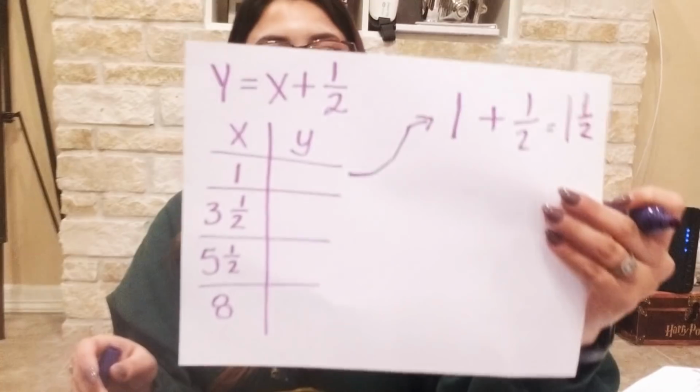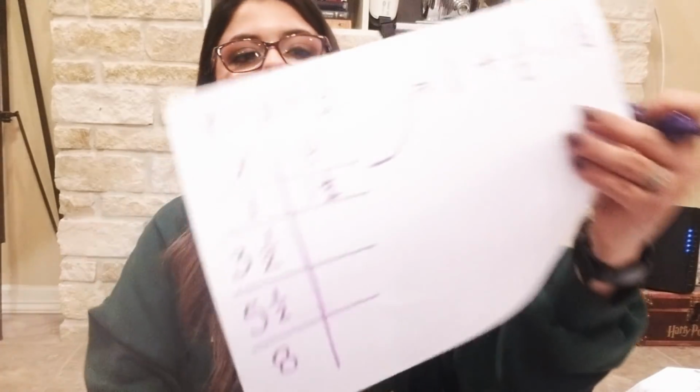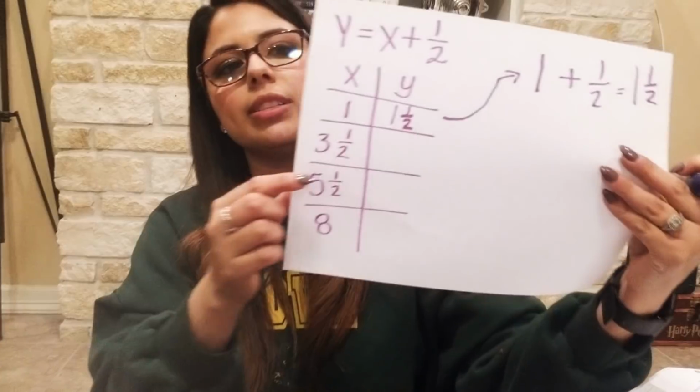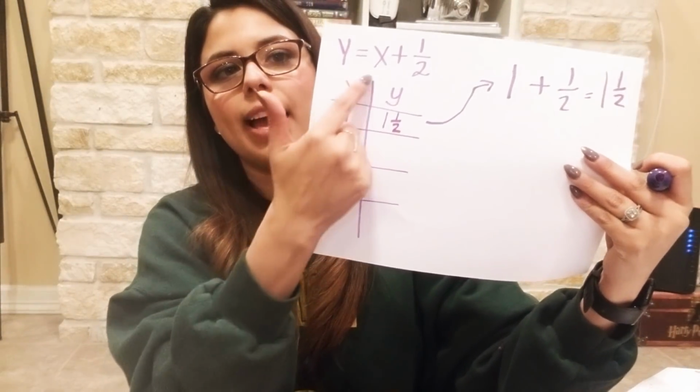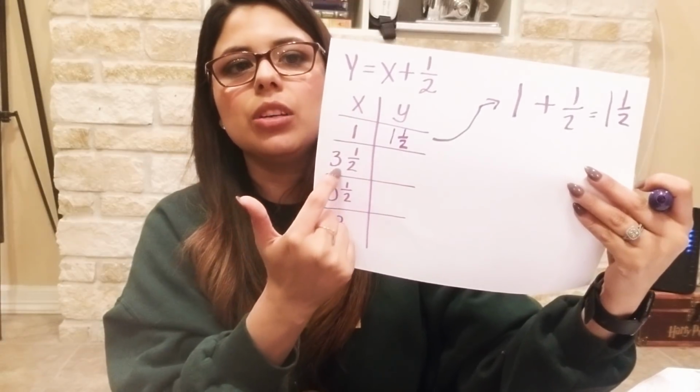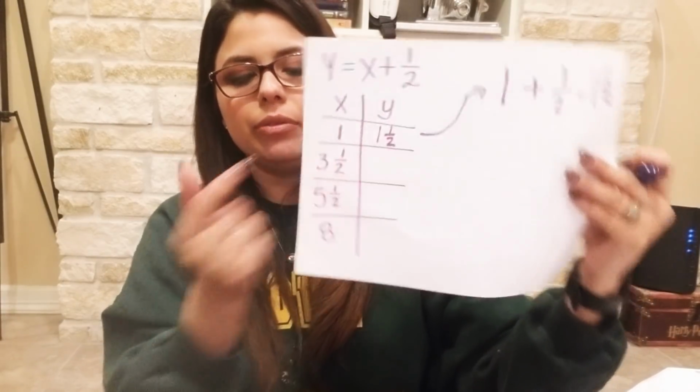That's where I'm going to put this right here. So in my first y, I should have 1.5, just like that. Then I'm going to do the same thing for the second one. So my second one is 3.5, and I'm adding a half because whatever my x is, I have to add the half. That's how I get my y. So 3.5 plus half.